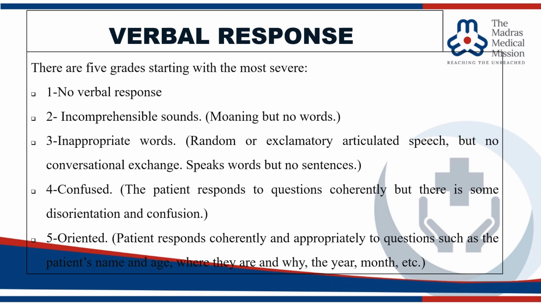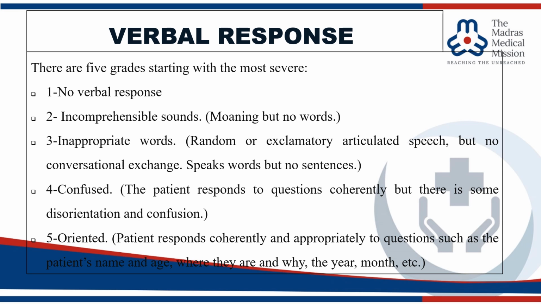In regard to verbal response, there are 5 grades, starting with the most severe. Grade 1 will be given to no verbal response, and grade 2 will be given to incomprehensible sounds like moaning. The patient will be moaning, but there will not be any words. The third score will be given to inappropriate words, for example, random or exclamatory articulated speech, but no conversational exchange will take place.